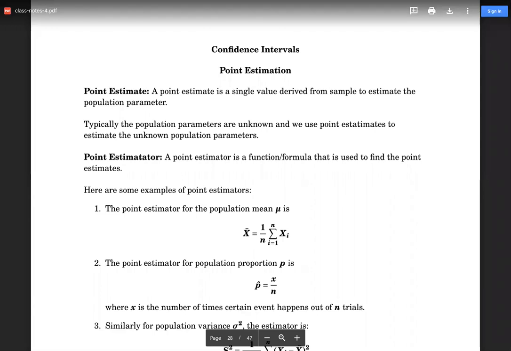So let's say you want to find out the number of hours the students at Hartnell College study per week. So what do you do? You go out and survey, let's say 100 people, okay? You survey 100 people and find that the average number of hours that they study is, let's say, 17 hours per week. They study 17 hours per week on average. So how did you get that number? By surveying 100 students.